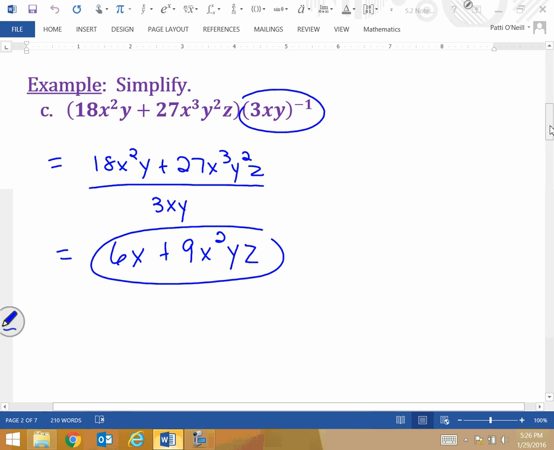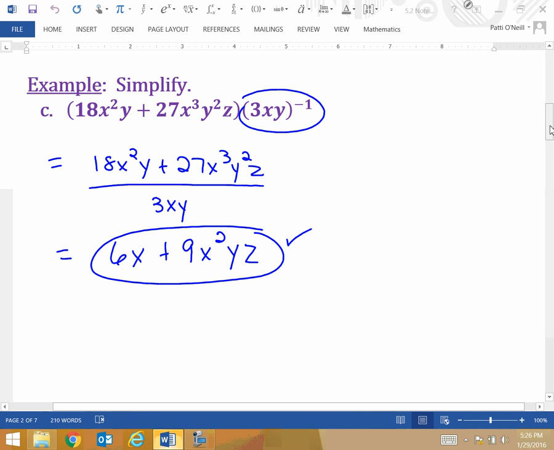And that's our final answer. So the 3 goes into the 18 6 times. X squared divided by x is x, and the y's drop out from the first term. 3 goes into 27 9 times. X cubed divided by x is x squared. Y squared divided by y is y. And then we have that z that has no common base in the denominator. So the final answer is right there.